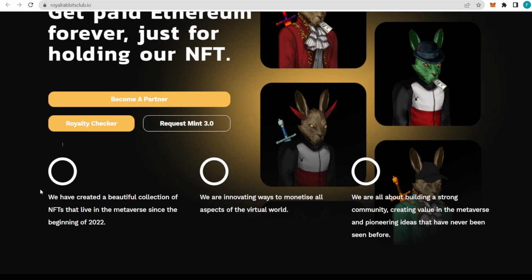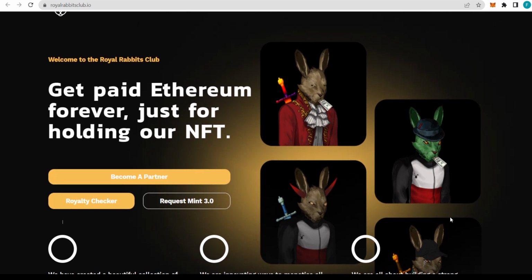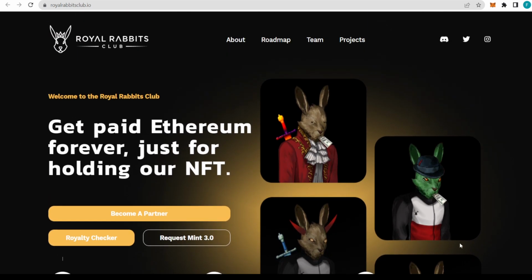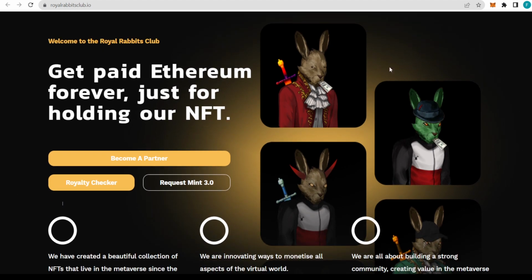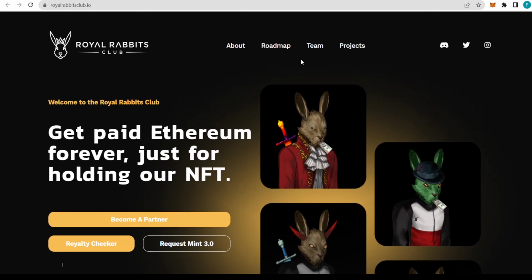They have created a beautiful collection of NFTs that live in the metaverse since the beginning of 2022. They are also innovating ways to monetize all aspects of the virtual world, and they are all about building a strong community, creating value in the metaverse, and pioneering ideas that have never been seen before. And I have to say straight away, just looking at the design of the Royal Rabbits, they do look amazing, like some paintings really. So having an NFT like this is definitely a nice asset.